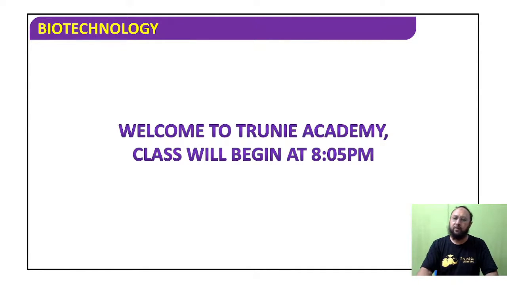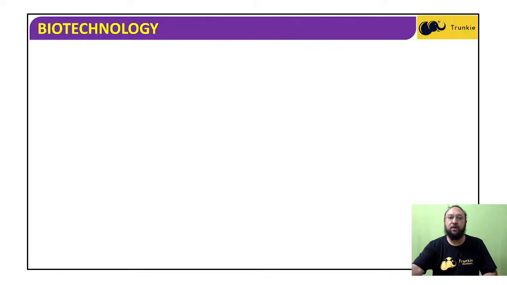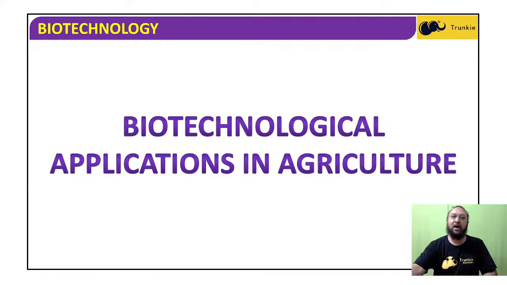We are studying biotechnology, and in the last class yesterday we studied the tools of recombinant DNA technology. Before that we studied some important terminologies and some basic concepts about the different principles involved in biotechnology, principles and processes. So now today we will study the biotechnological applications in agriculture.